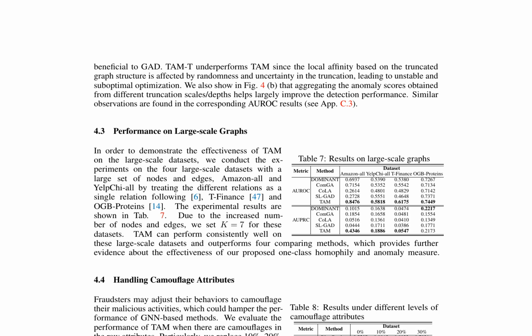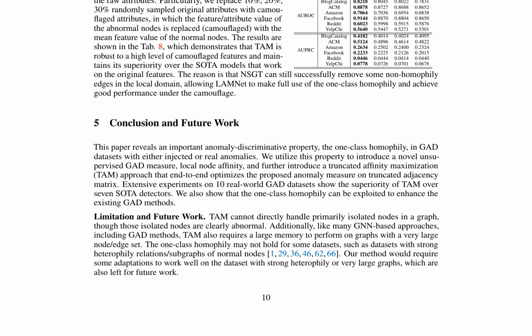In addition, the authors investigate the robustness of TAM to camouflage attributes, where fraudsters may adjust their behaviors to evade detection. The results show that TAM maintains its superiority over state-of-the-art models even when 30% of the original attributes are replaced with camouflaged attributes. This is because the neighborhood smoothing-based graph truncation, NSGT, can still remove some non-homophily edges in the local domain, allowing the local affinity measure network, LAM-net, to make full use of the one-class homophily and achieve good performance under camouflage.